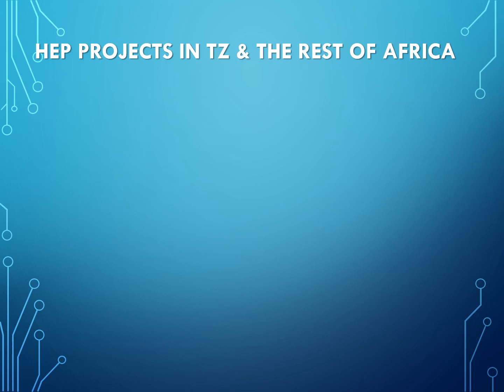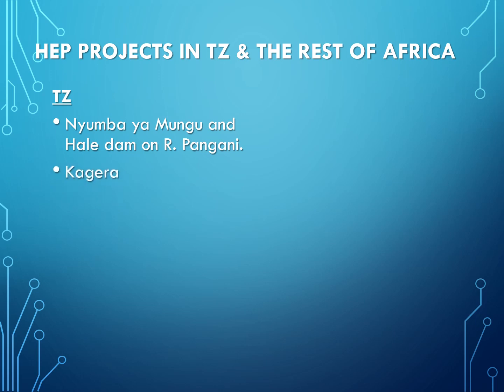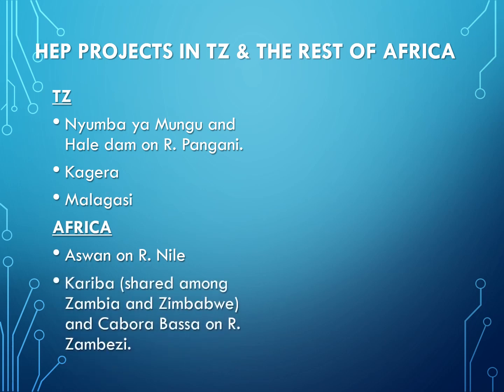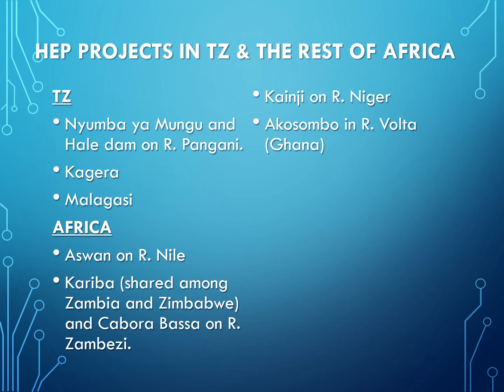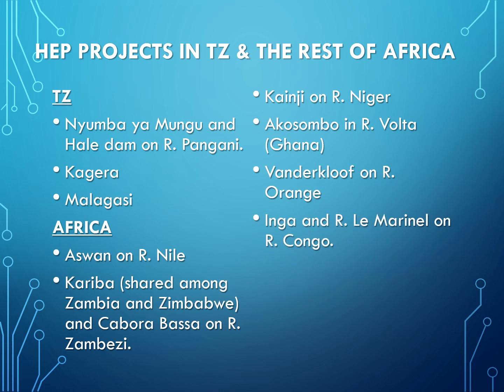Now in Tanzania and other parts of Africa, in Tanzania we have Nyumba ya Mungu and Hale Dam on River Pangani. We have Kagera Dam, Malagarasi. Then in other parts of Africa, we have the Aswan on River Nile, that should be in Egypt. We have Kariba, which is a shared resource between Zambia and Zimbabwe. And Cahora Bassa on River Zambezi. We have Kainji on River Niger. We have Akosombo Dam on River Volta in Ghana. We have the Vanderkloof on River Orange, that should be in South Africa. Inga and Le Marinel on River Congo.